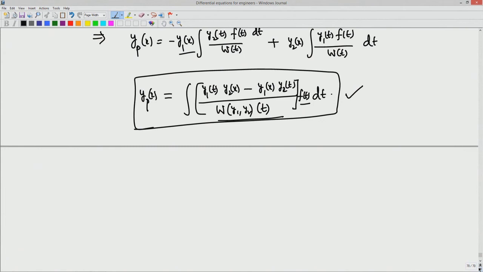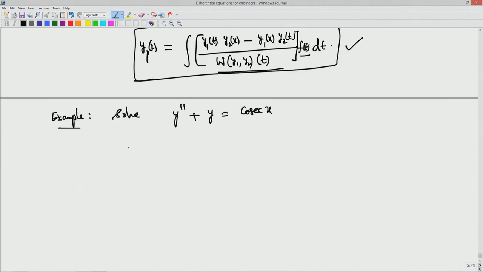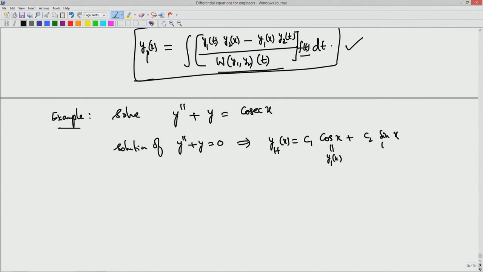So I give you an example of how we calculate this. Let me choose a simple example: how do you solve this non-homogeneous equation, y double dash plus y equal to cosecant of x. So what is the homogeneous solution? The solution of the homogeneous equation y double dash plus y equal to 0. By Euler's method, sin x and cos x will satisfy. So I write directly y h of x is c1 cos x plus c2 sin x. This is my y1 of x, this is my y2 of x.